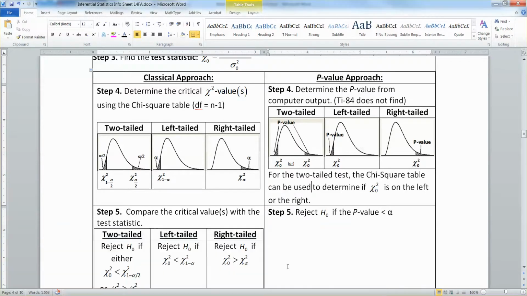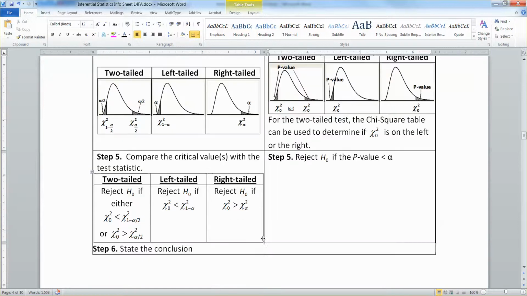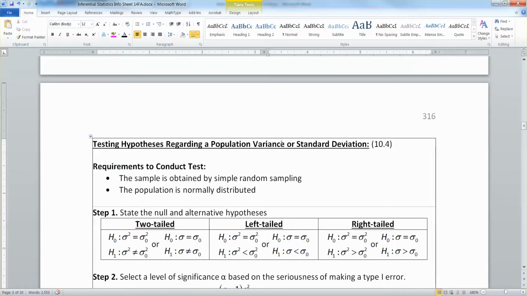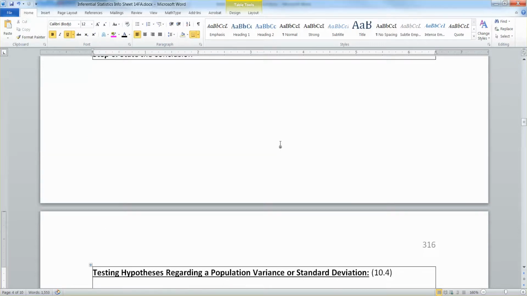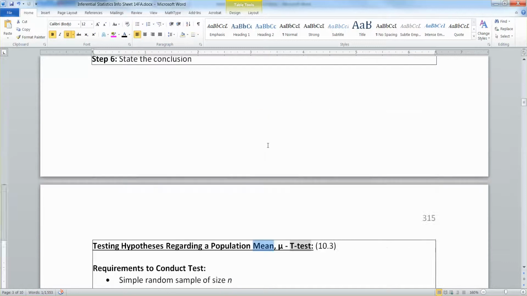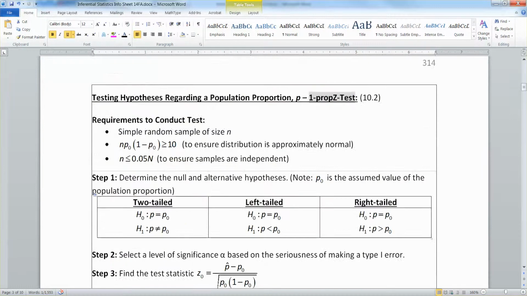All right, so those are the main types of tests. In general, what you want to look for are the keywords. So if it's talking about testing the variance, testing the standard deviation, then it's this test. If it's talking about the average, the mean, then that's this test. And if it doesn't seem to say a lot and seems to talk about percentages, then that's usually this one, proportions.